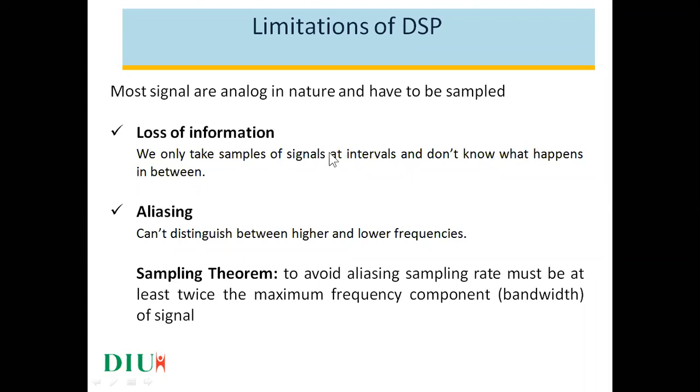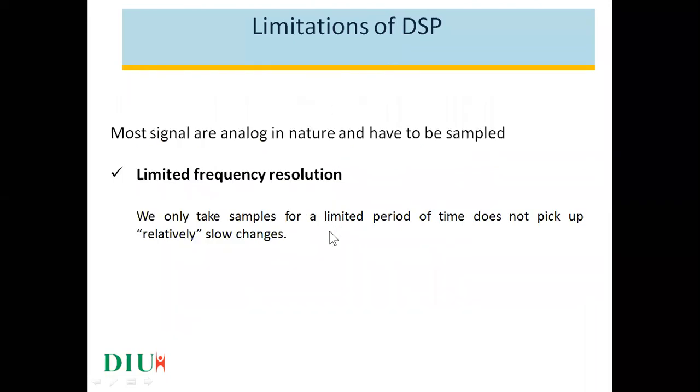Now, once you study the limitations, there is one more limitation, the limited frequency resolution. We only take samples for a limited period of time. Limited period of time in the sense, if the signal is assumed to be a periodic signal, which is nothing but a signal that repeats after the same interval of time, then we call that signal a periodic signal.